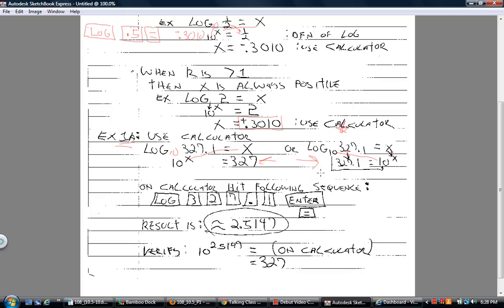How do you do this on a calculator? It'd be nice if you showed this conversion on your homework, class. It helps you get comfortable with it. On your calculator, you're going to hit the log button, put in 327.1, hit the enter or equal sign, and the result is going to be 2.5147. Okay, so that's going to be your answer right here.